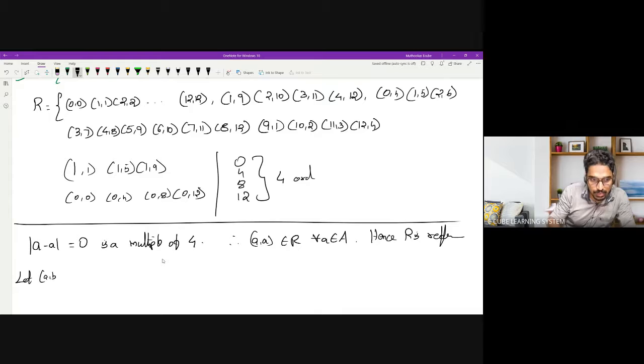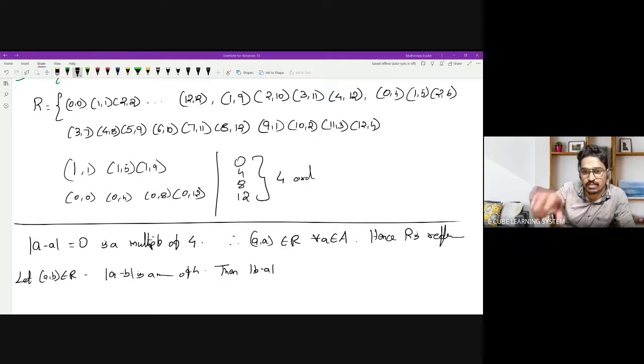Now, let (A, B) belong to the relation. Mod A minus B is a multiple of 4. Clearly, then mod B minus A is also a multiple of 4, because in modulus, even though we reverse the terms, the answer will be the same. For example, modulus of 1 minus 5 is 4, and 5 minus 1 is 4. So it is also a multiple of 4. Therefore, (B, A) belongs to the relation. Hence, R is symmetric.